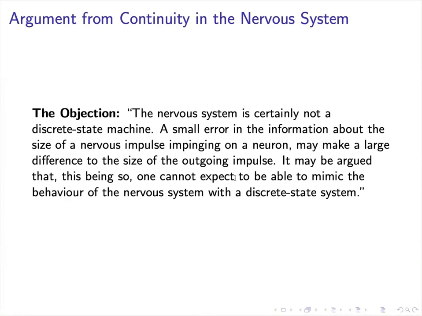Argument from continuity in the nervous system. Well, the nervous system is certainly not a discrete state machine. It has neurons and connections of neurons. It's a really complicated system. How can you mimic such a complicated system with a discrete state machine? I think this is one of the arguments that some people with a medical background would have. And I think this is one of the strongest ones, probably.